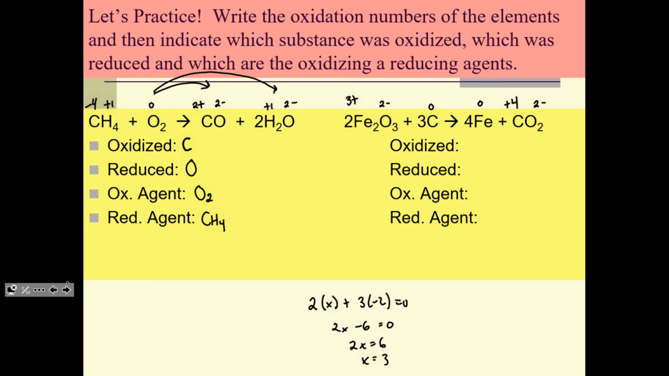So oxygen has stayed the same. Iron went from a 3 plus to a 0, so it has gained 3 electrons. So iron is reduced, which means Fe2O3 is the oxidizing agent. But what you'll also notice is that carbon goes from a 0 to a +4. We have lost electrons. So carbon has been oxidized. Carbon is the reducing agent.